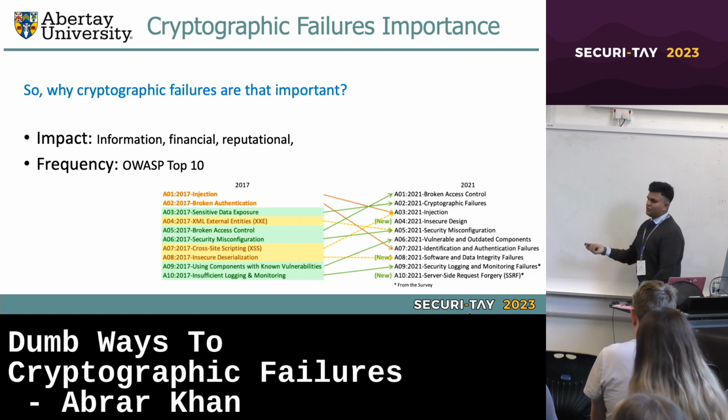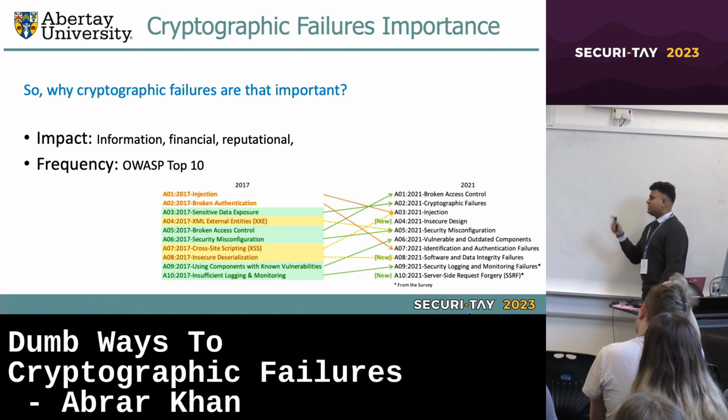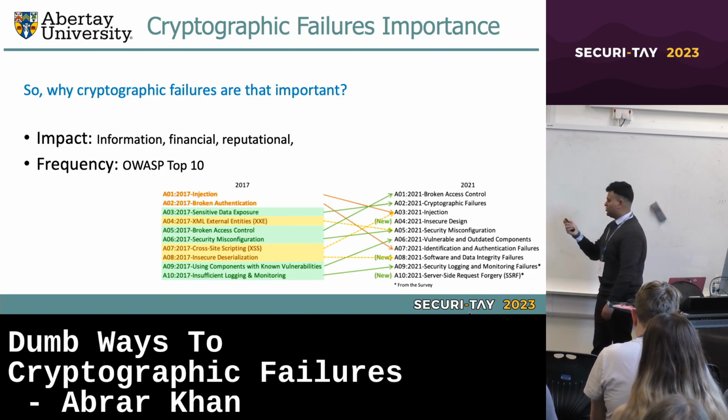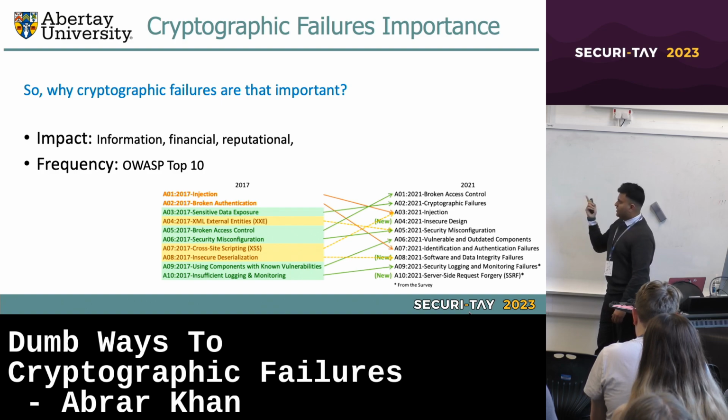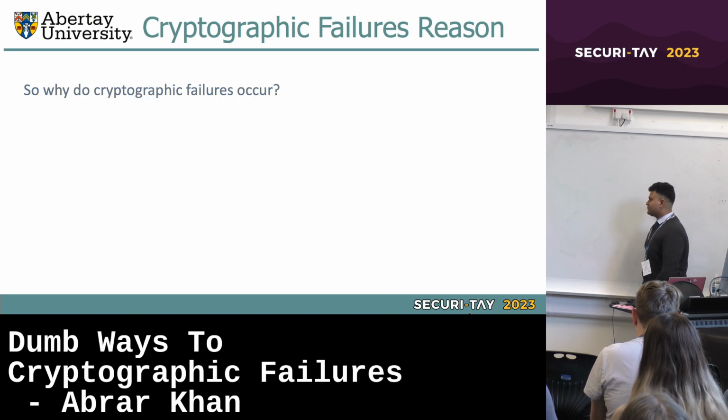And the second thing is frequency. These attacks are really common right now. In 2017, it was in third position with the name, I guess, sensitive data exposure. And in the 2021 report, it was escalated to the second position, named cryptographic failures.